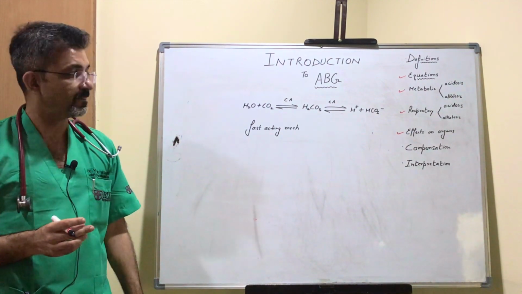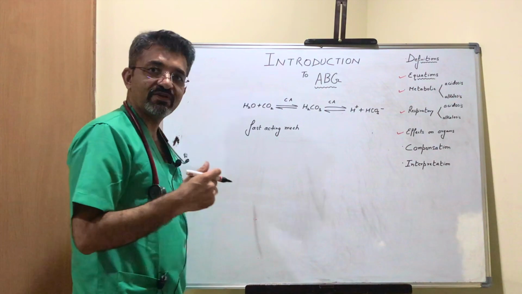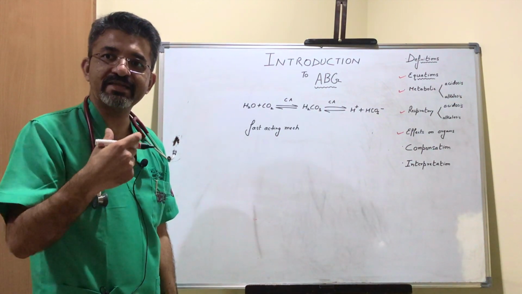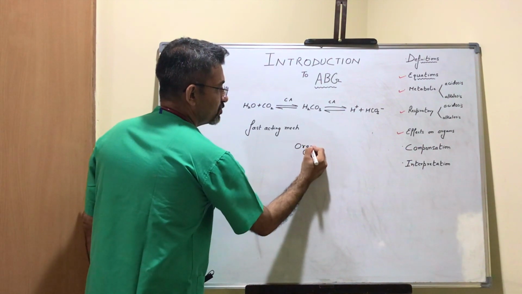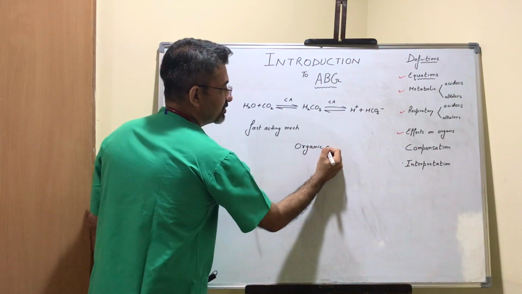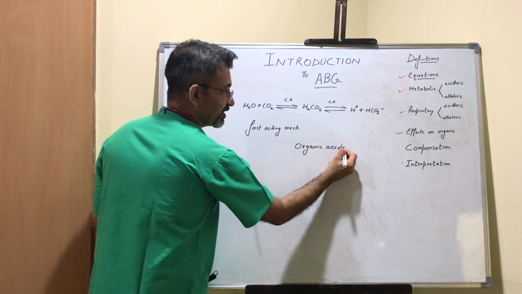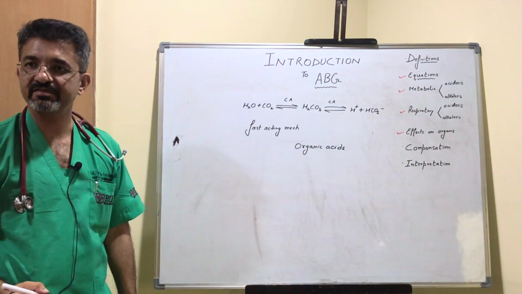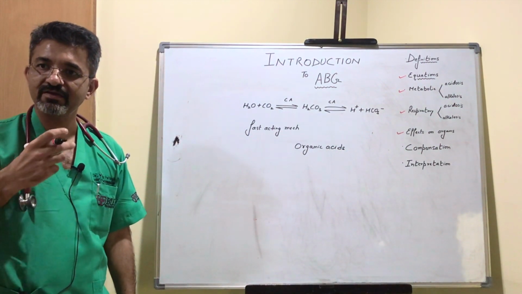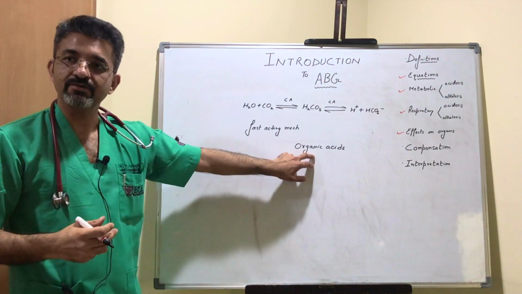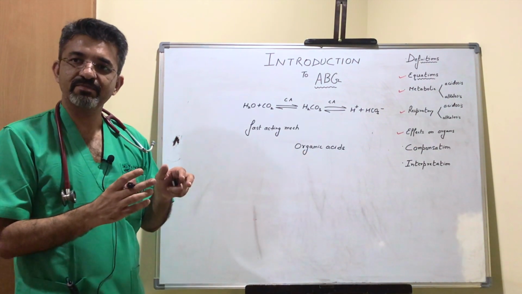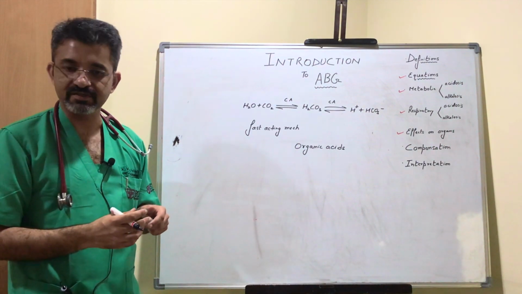Then, when we talk of anion gap, what is the anion gap actually? Anion gap means organic acids. They also act as buffers. They are in our blood, so that anion gap of 12 is organic acid. So that is basically a marker of a buffering system.